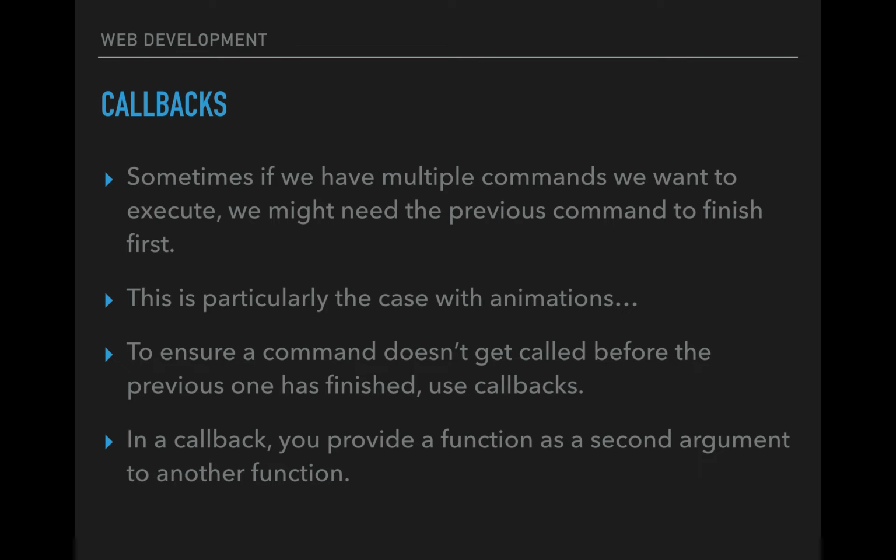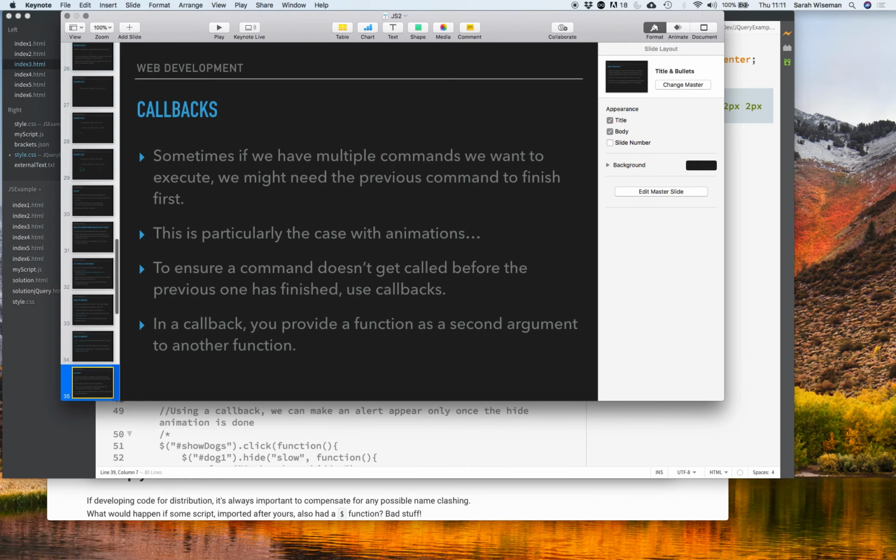And a callback is something you can append to certain functions. I encourage you to look at the jQuery API if you're intrigued about using this. And it means only do this second function once this previous function has finished executing. And the way that you do that is you provide the function as a second argument to that previous function. Let's actually have a look at how that works now.